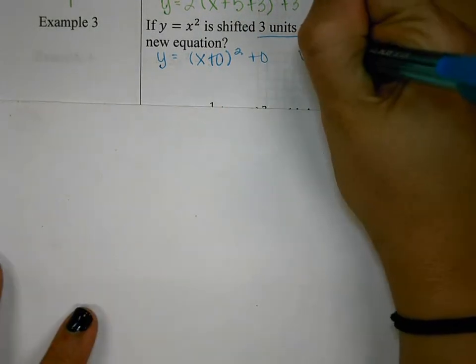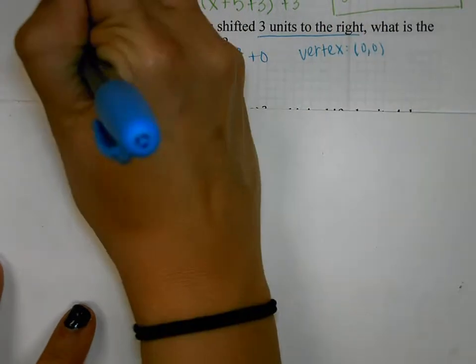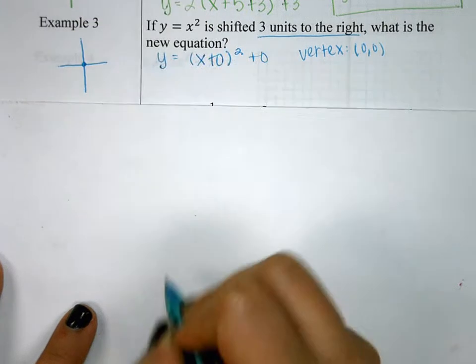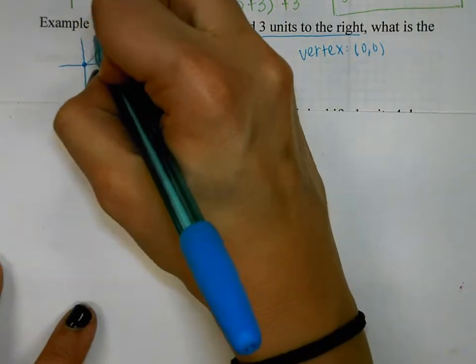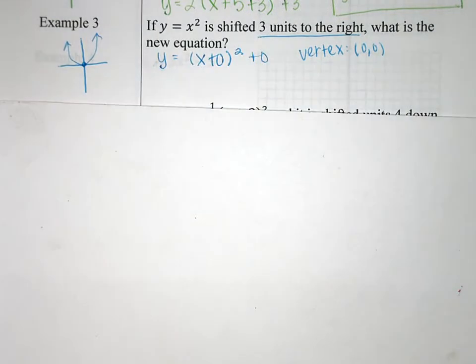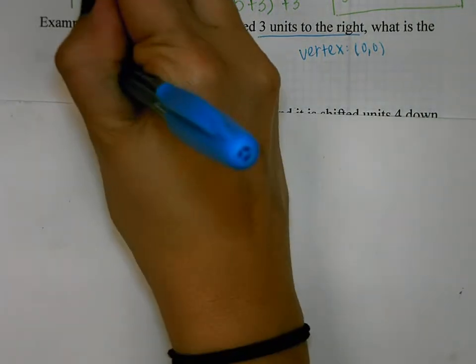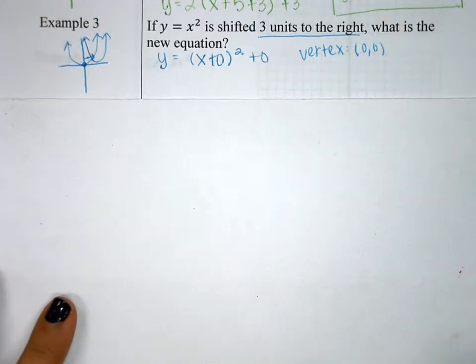So we can put the zeros in. The vertex here is easy to find. It's just 0, 0. So if I were to do a sketch, my vertex would be right here, and this one is going upwards. So that's what my original parabola looks like, but I'm shifting it 3 units to the right. So I want my new one to be over here.